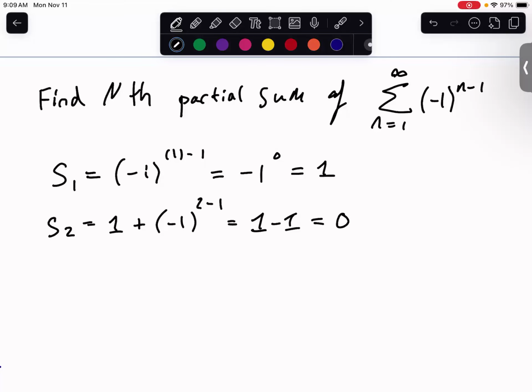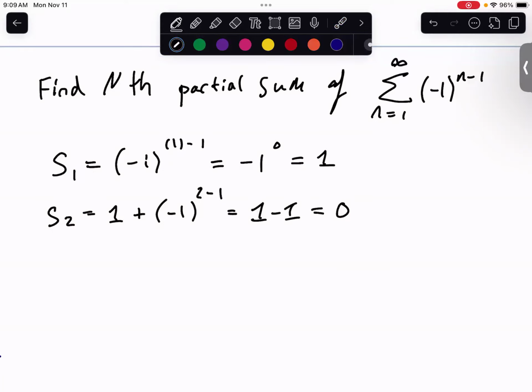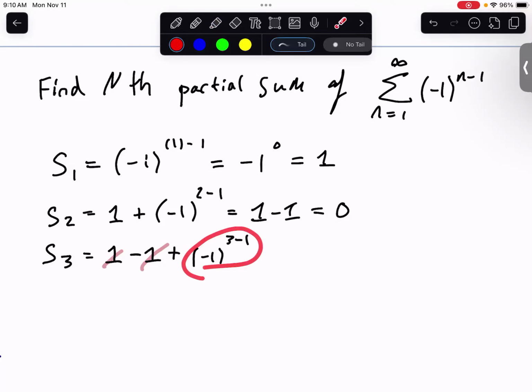And so this is the trend that's going to occur, right? For S1, this was equal to 1. So for the odd term, it was equal to 1. For the even term, it was equal to 0. Let's see if this ends up holding for the next odd and even numbers. So S3 is going to be equal to 1 minus 1, that's n equals 1, n equals 2, and then plus what we get when n is equal to 3. So when n is equal to 3, we have -1 to the 3 minus 1. So these terms cancel out with one another. And then we have -1 squared, which is equal to 1. So this is going to be equal to 1.